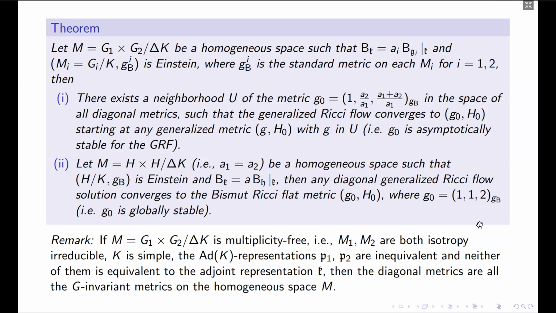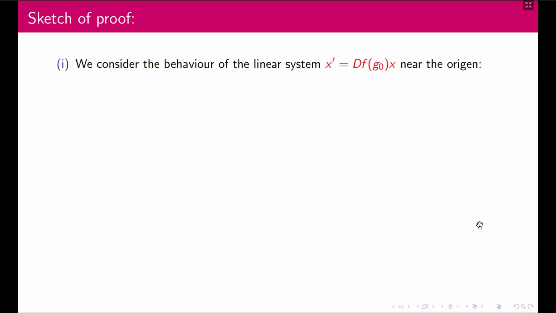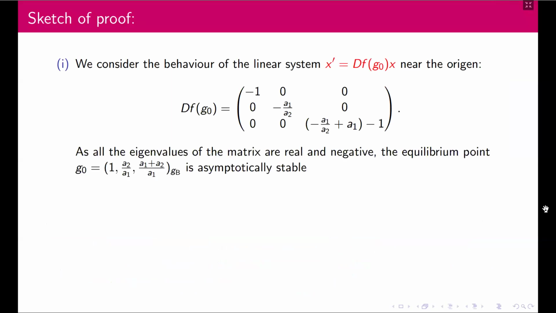And to say something about the proof of this theorem, the first condition is a local property, so we can study the behavior of the linear system given by the derivative of f in the fixed point. This is given by these matrices, so we have that all the eigenvalues of the matrices are real and negative, and this implies that the equilibrium point is asymptotically stable.